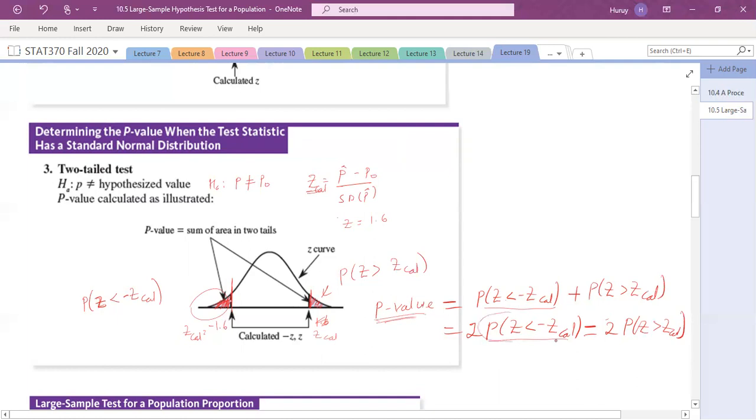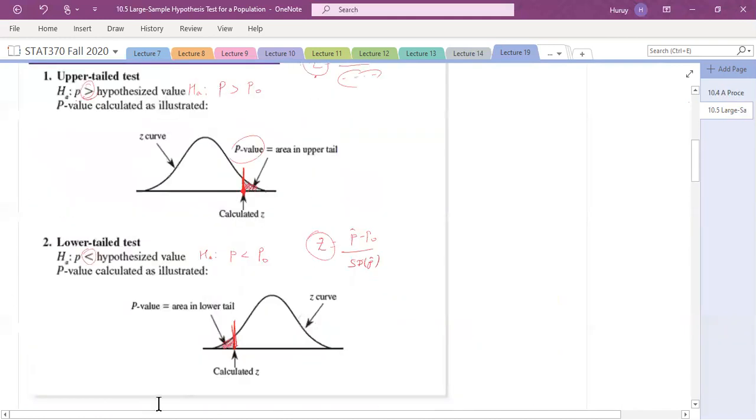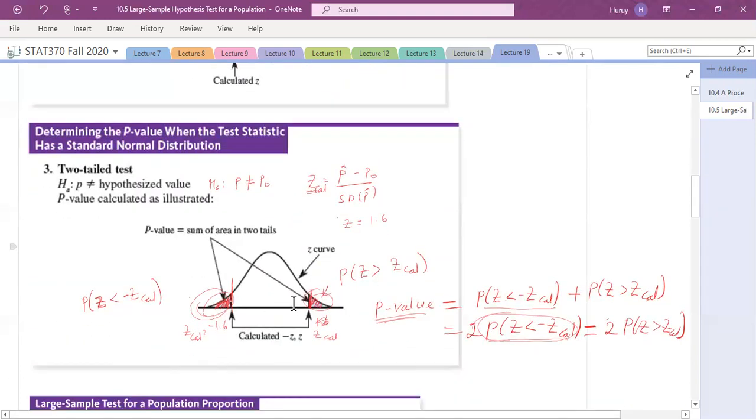You can find either this one, which means the left side, or the right side. It doesn't matter. And then multiply it by 2. Don't forget to multiply it by 2. Okay, if you don't multiply it by 2, then it means you are testing either this one or this one, not the third choice. Because for the third choice, you have areas on both sides.